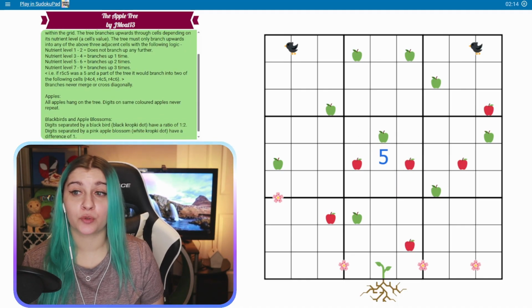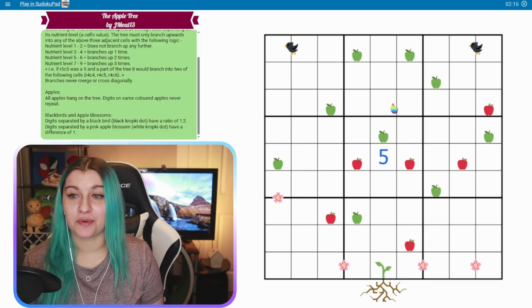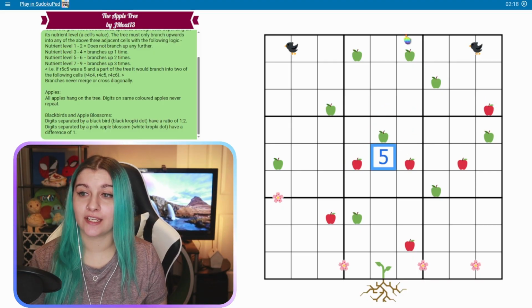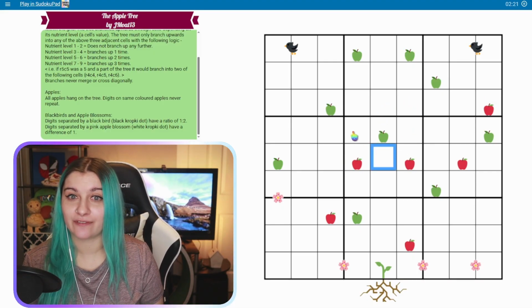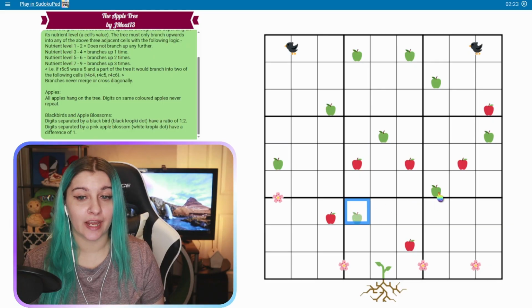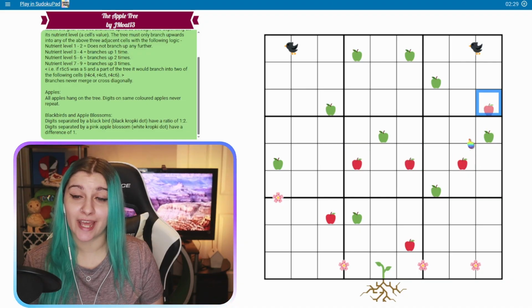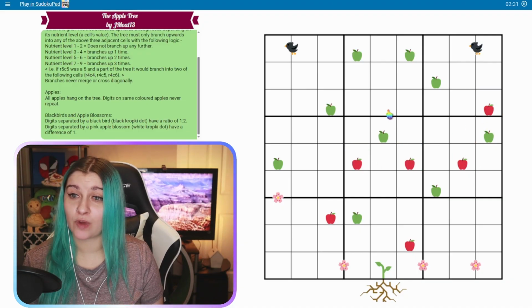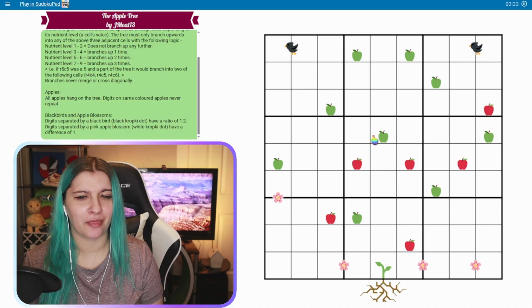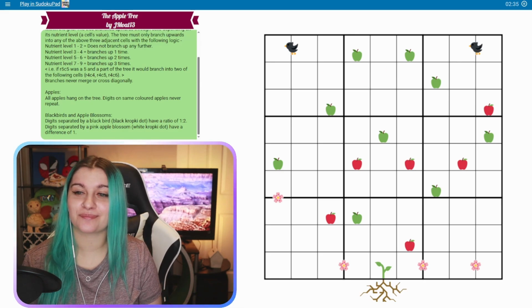Branches never merge or cross diagonally. Apples. All apples hang on the tree. Digits on same colored apples never repeat. Okay, so I know I'm going to have branches on all of the green apples, and these will all be different numbers, and I will also have branches for each of these red apples. Those are all different numbers as well. Red is different from the other red, and green is different from the other green.